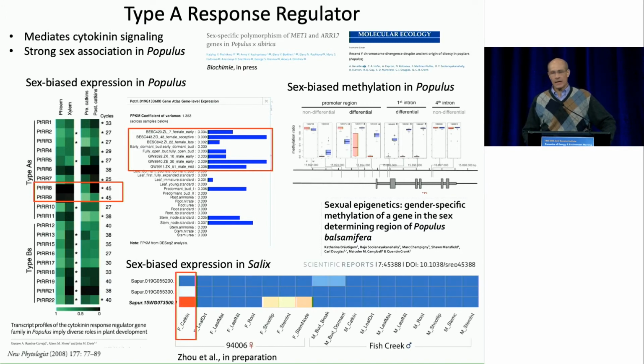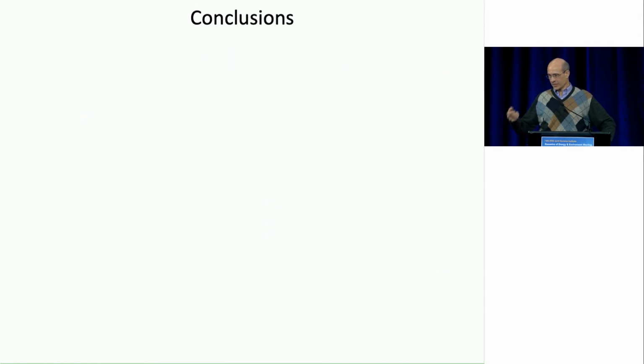And then finally, when we look specifically at that paralog that's located on the W chromosome, based on RNA-seq data that was again generated through the community sequencing program, we find that the gene is very strongly sex-biased in its expression in Salix. So we think that's a really, really good candidate for sex determination.